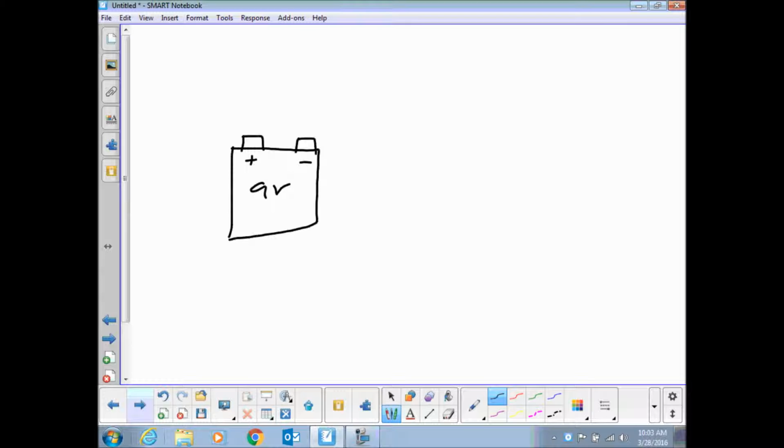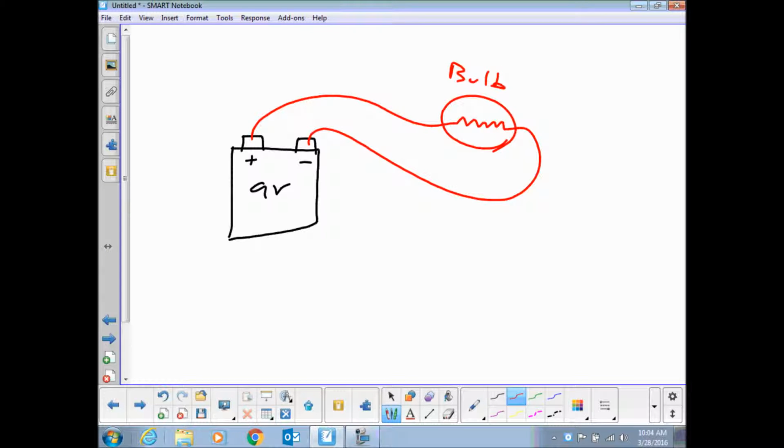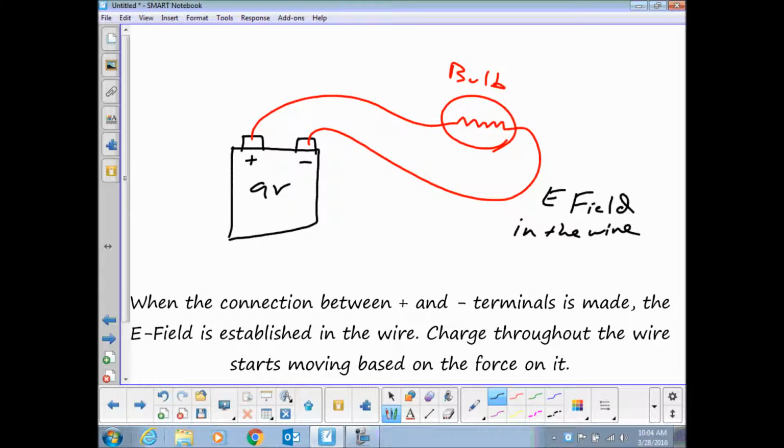We have a 9-volt battery. We're going to take some wires and connect it to a light bulb. So, when we complete the circuit and we have a complete wire from the positive to negative, we establish an electric field in the wire. As soon as that electric field is established, the charge starts to move. And when that charge starts moving, that's what gives us electricity. So an electric field in the wire causes charge to move.